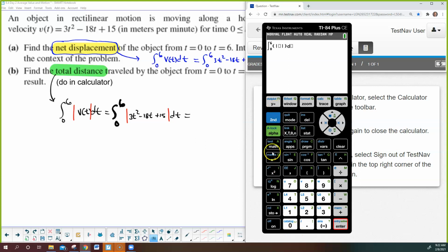Or if you don't like that, some students just hit the math button, and if you press over to number, so math and then over, there's the absolute value as well. So you can find it two different ways. I don't care how you do it, but you do need those absolute value bars around your entire function. So now I'm going to type in 3x squared minus 18x plus 15. And then we just have to end with dx. And there we go. Notice that even if I round this to 3 decimal spots, it's still going to be 46.